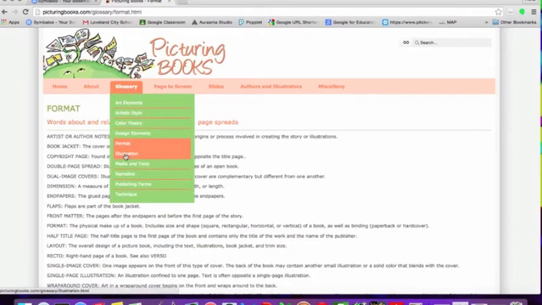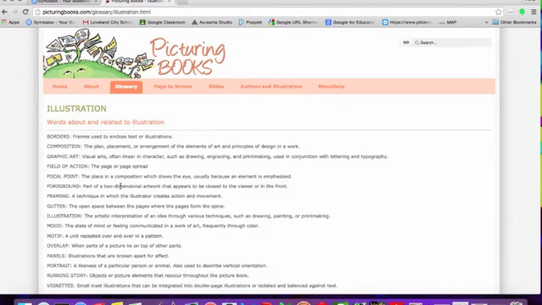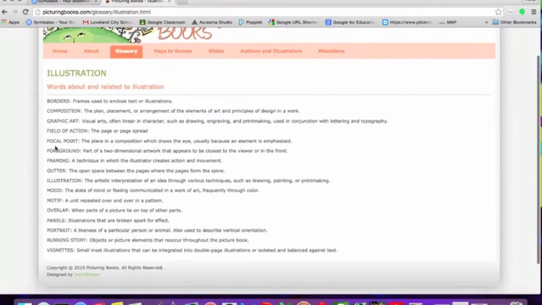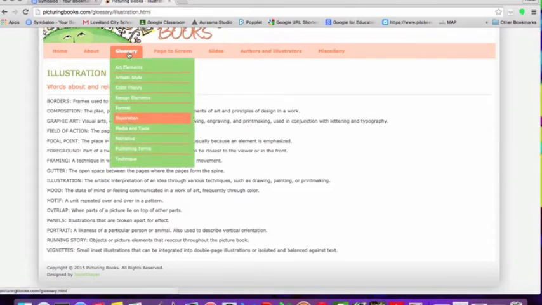Finally, I can move on to illustration, and I can notice that terms such as focal point, because the carrots draw in my eye. I can notice that the panels in the book create an effect, particularly as the illustrator creates pieces of events and information that the writer doesn't include. So for this book, I'm doing color theory, format, and illustration.